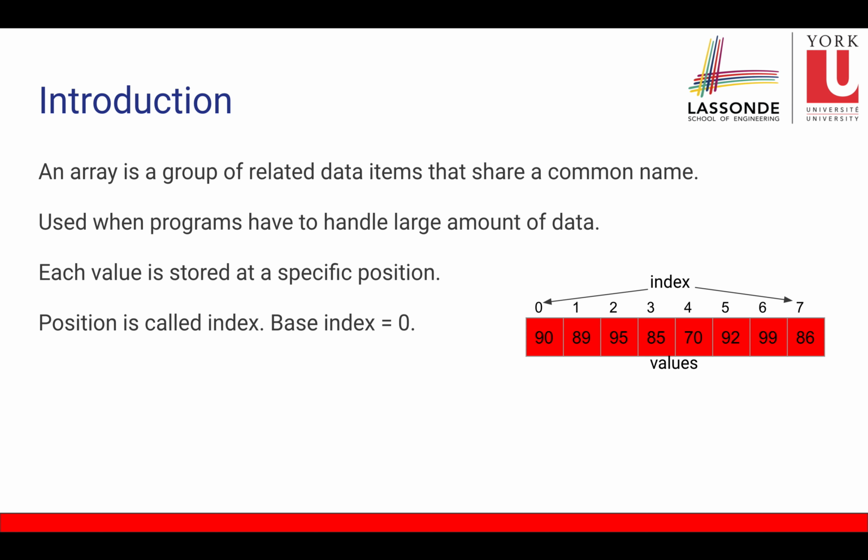Introduction. An array is a group of related items that share a common name. It is used when programs have to handle a large amount of data. Its values are stored at specific positions. A position is called an index, and the base index is 0. Like in the example, we have an array here that includes 8 elements, but the index starts from 0 to 7.